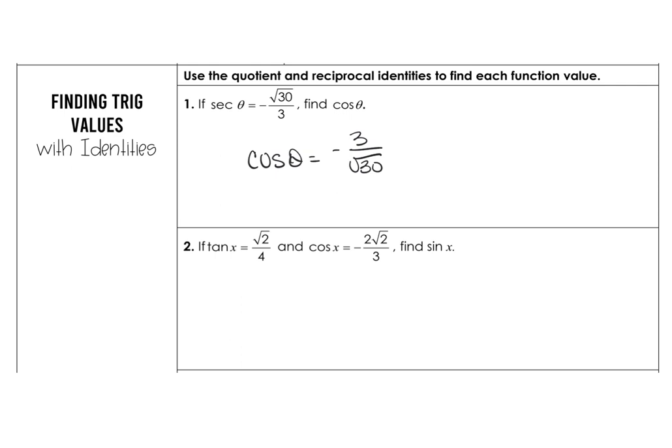We don't want to leave it on bottom, so to get it out of the denominator, we're going to multiply the top and bottom by the square root of 30, which is going to give us negative 3 square root of 30 over 30. Can I reduce? Yes. What can I reduce? The 3 and the 30. So my answer here is going to be negative square root of 30 over 10.